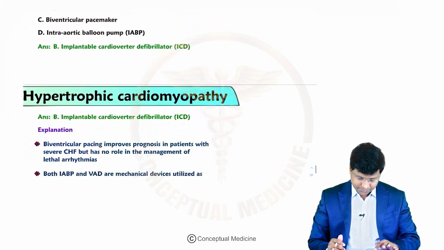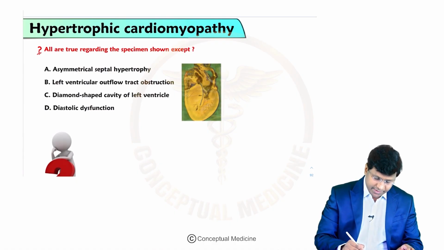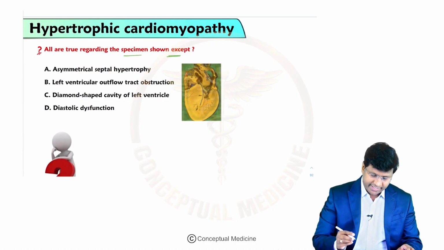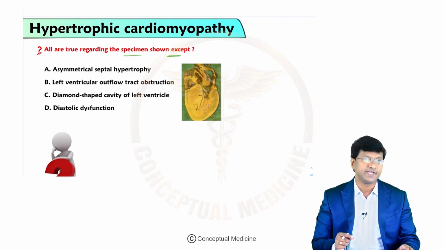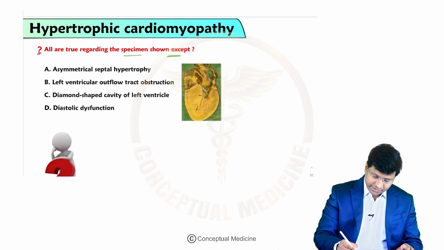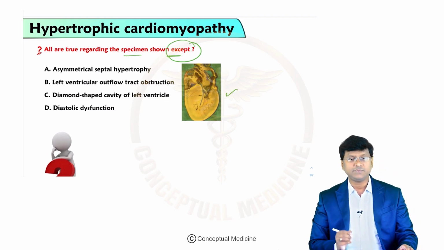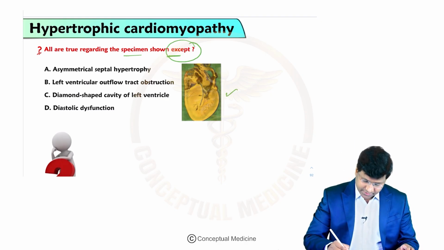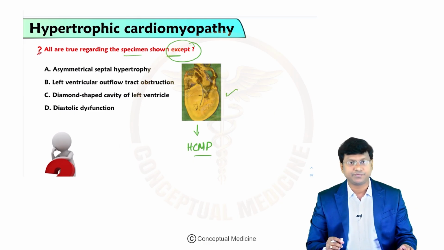Now, if you see the next question, all are true regarding the specimen shown except: asymmetrical septal hypertrophy, left ventricular outflow tract obstruction, diamond-shaped cavity of the left ventricle, diastolic dysfunction. So the question is, which is the incorrect statement? And the specimen shown within the image is suggestive of hypertrophic cardiomyopathy.